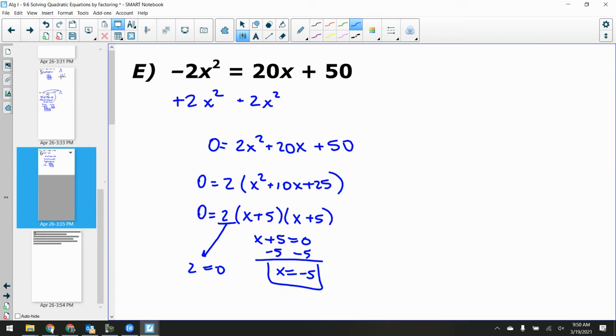So here's the moral of the story. If you have a GCF that is just a number, it does not play a part in your factors. It just kind of goes away. It does not play any role in your zeros. Okay? It does other things, like it affects the axis of symmetry. It affects the vertex. It affects all the other points, but it does not affect the zeros of the function. So we only have x is equal to negative 5. Let's try one more.